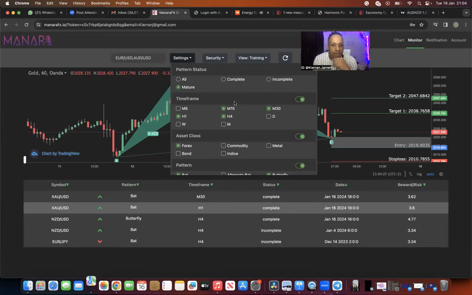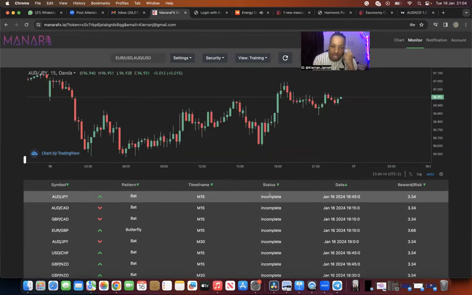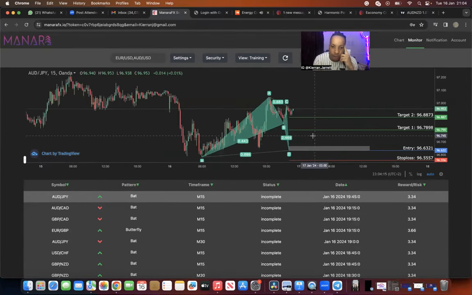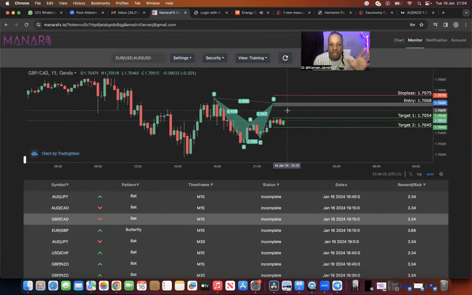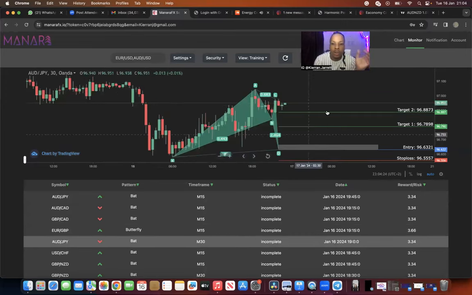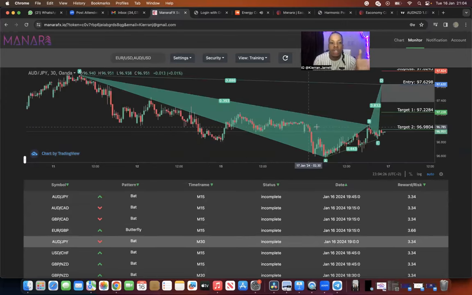What's the incomplete pattern for? Incompletes are patterns that are nowhere near happening. Okay. So nowhere near, like some of these trades are in the far future. Like it's found it, but price is nowhere near there. Like it's incomplete. Like it hasn't even come close to entry. So it considers it incomplete until, put it this way, I'll let you guys know this.